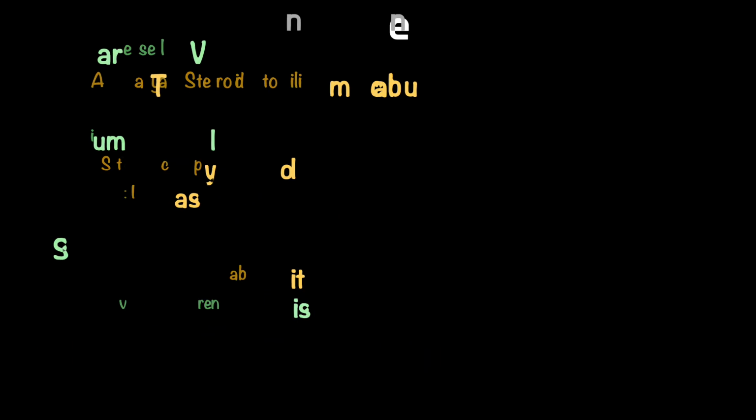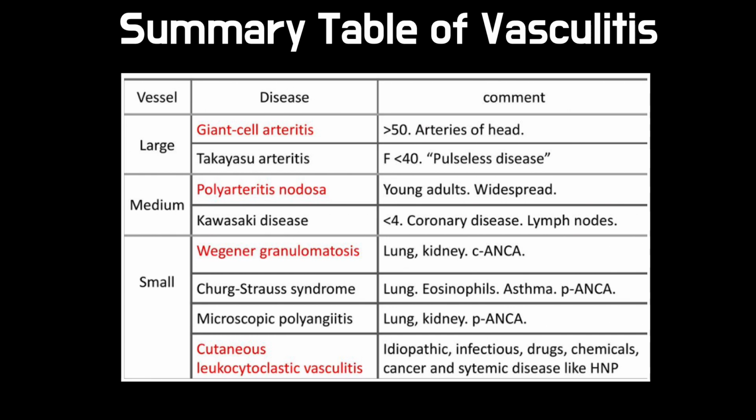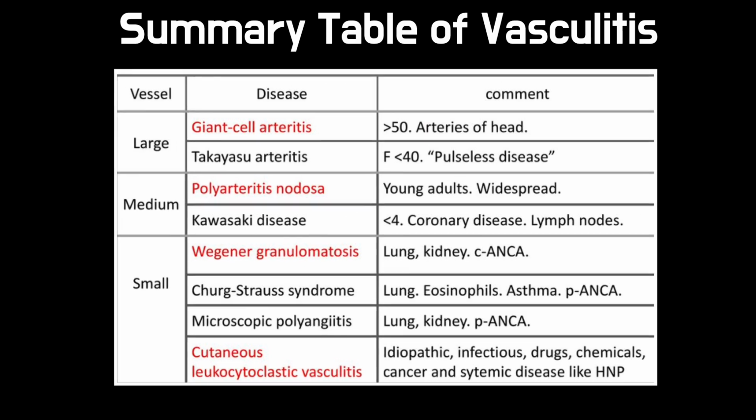So the summary table for vasculitis is this. In large vessel, you can see giant cell arteritis and Takayasu arteritis. Giant cell arteritis occurs at an age greater than 50, in arteries of the head, specifically temporal. Takayasu arteritis occurs in females less than 40. Pulseless disease is Takayasu arteritis. And in medium vessel, polyarteritis nodosa occurs in young adults, and Kawasaki disease is seen at less than 4 years of age, that is, Kawasaki is kids, right? So K for Kawasaki, K for kids. It involves lymph nodes. And in small vessel, you can see Wegener granulomatosis, Churg-Strauss syndrome, microscopic polyangiitis, and cutaneous leukocytoclastic vasculitis, right? So this is the summary table for vasculitis.